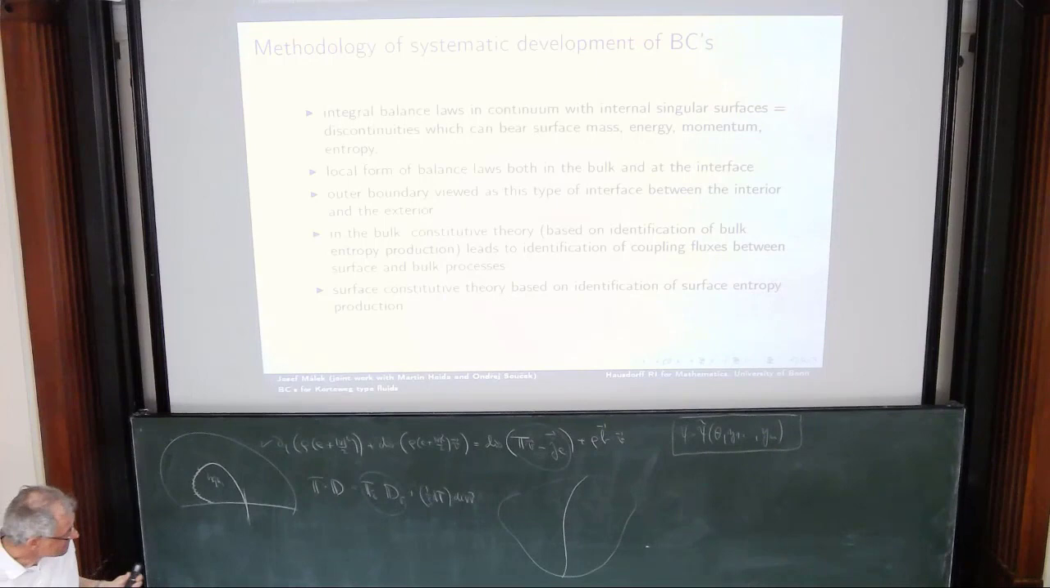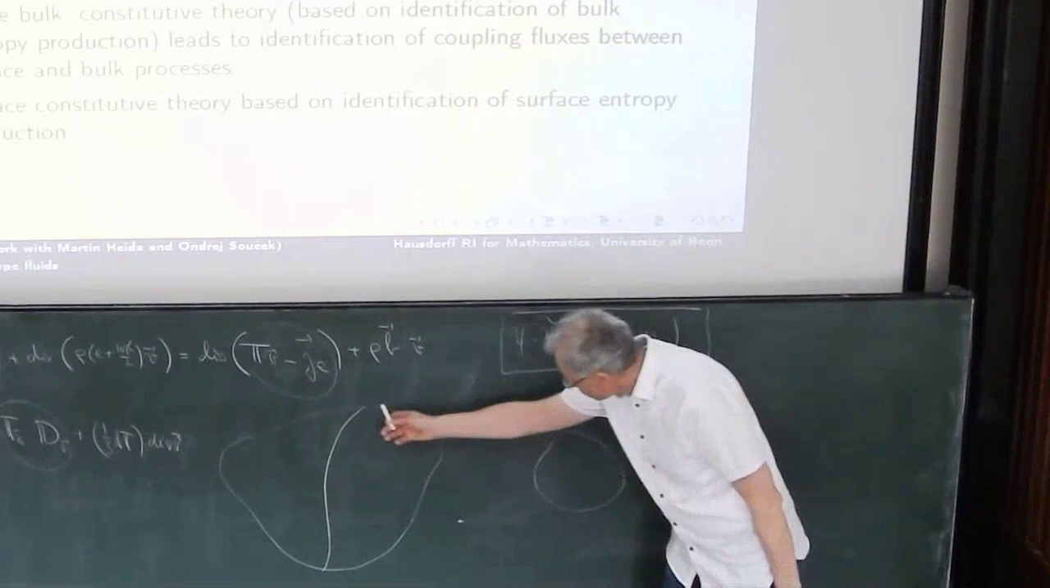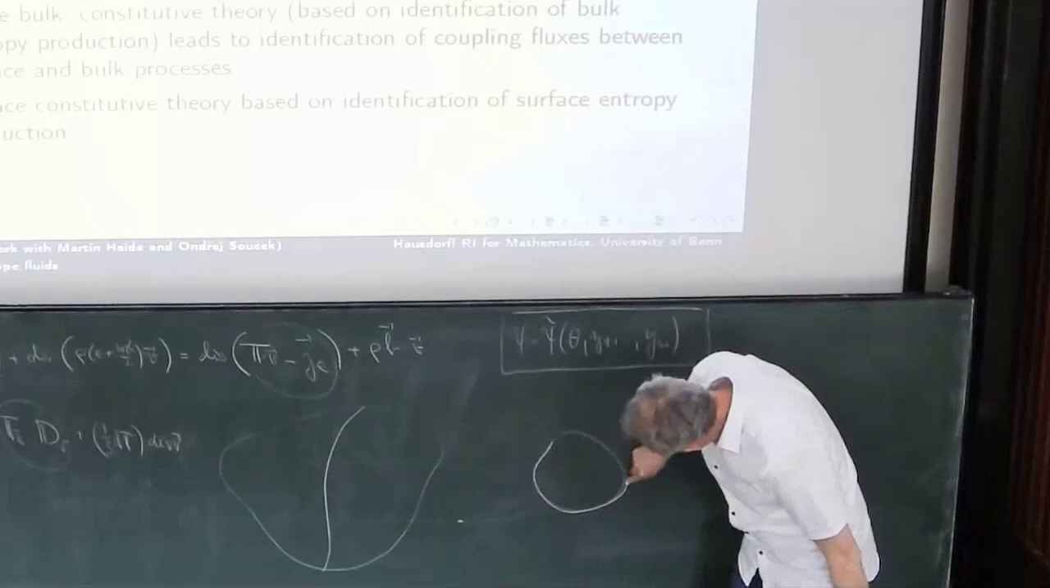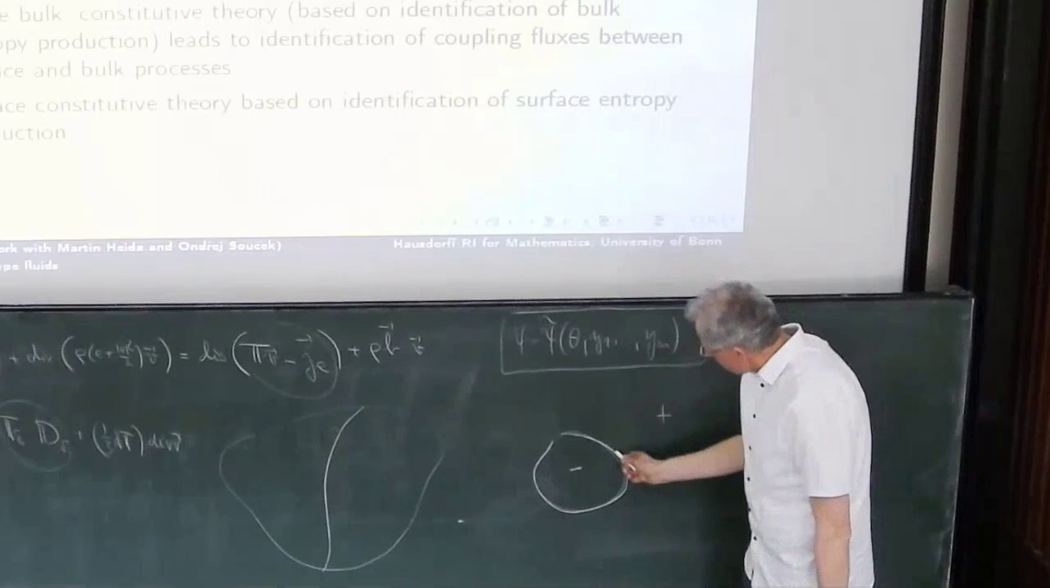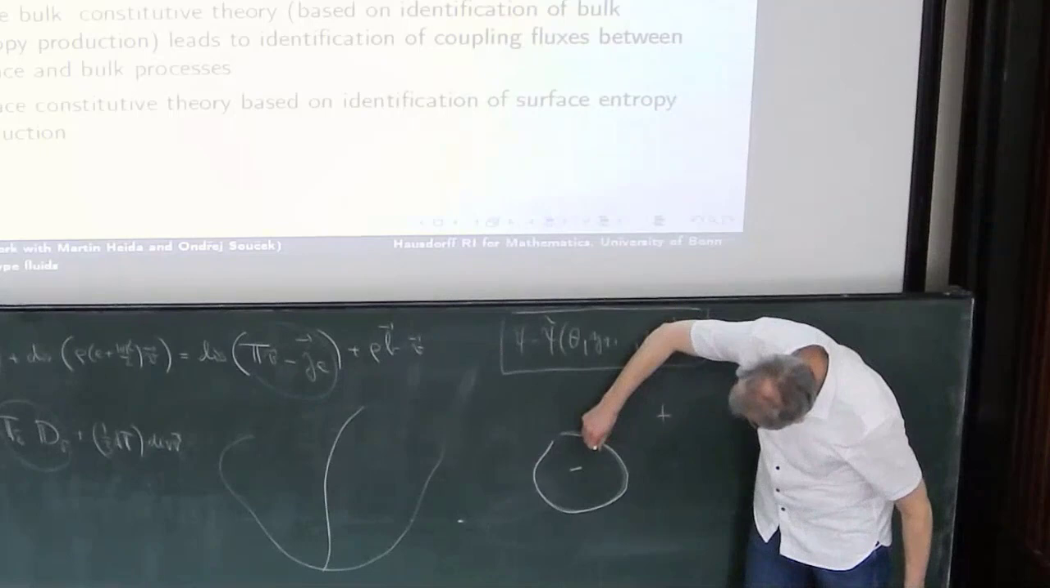Then the idea is that you look at the boundary as the singular surface. What I draw here: if I again consider another domain, I will look at the boundary as this singular surface. So now my continuum has an inner part and an outer part. Of course I usually do not know anything about the outer part, so I will reduce the balance equation, but still I will keep what is happening here and what is happening inside.